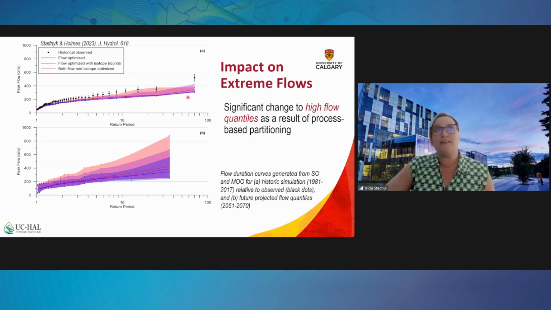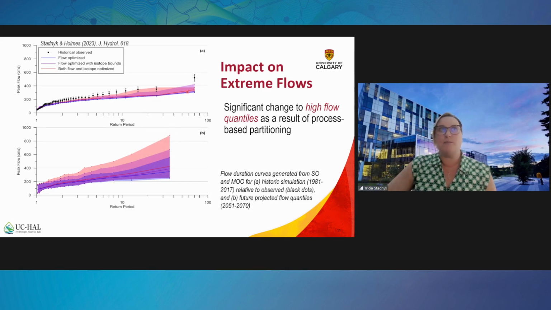When we run those exact same calibrated models, optimized only to streamflow and then optimized with both isotopes and streamflow, and we run that into the future, out to specifically here, 2070, then we start to see a separation of those different calibrations. Specifically, the model that's optimized with both the flow and the isotopes is the only one that really captures a larger range of extreme flows.